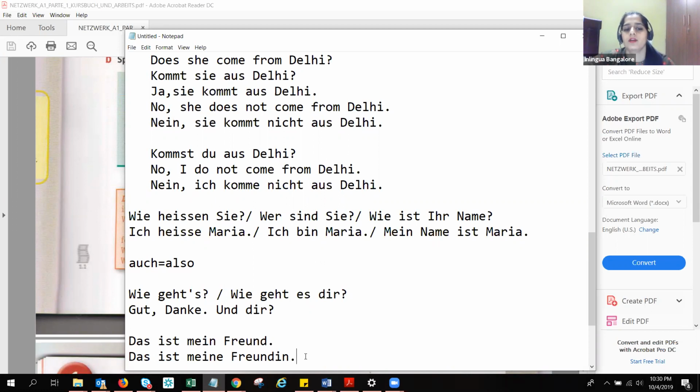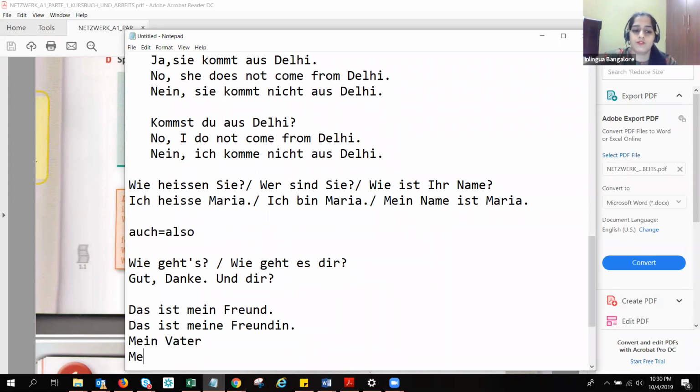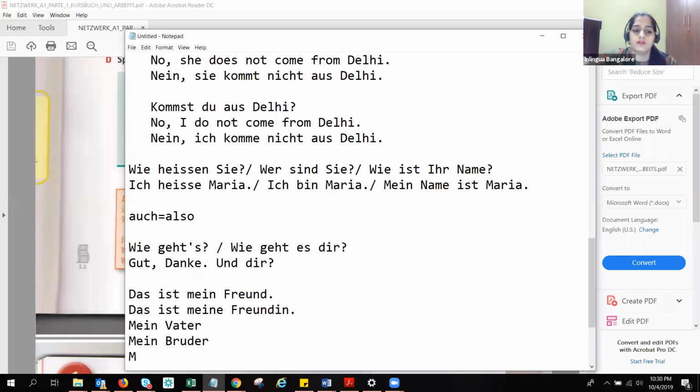Whenever you address the relationship of the possessive article and about whom you're talking, like if you're talking about your father, this would be mein Vater. Okay. If you're talking about your brother, that would be mein Bruder. But if you're talking about your sister, that would be meine Schwester. So how it changes depends on the article of the noun.